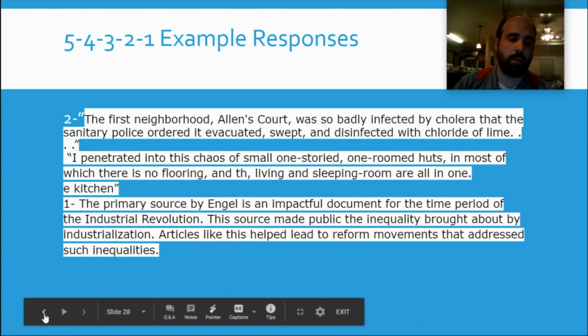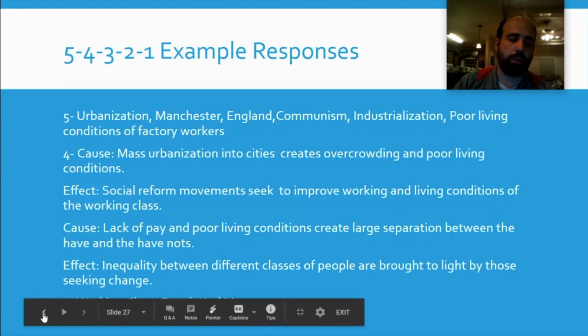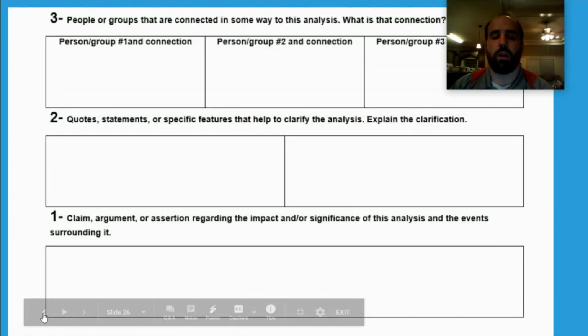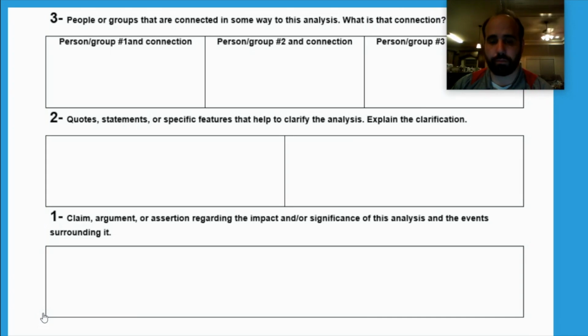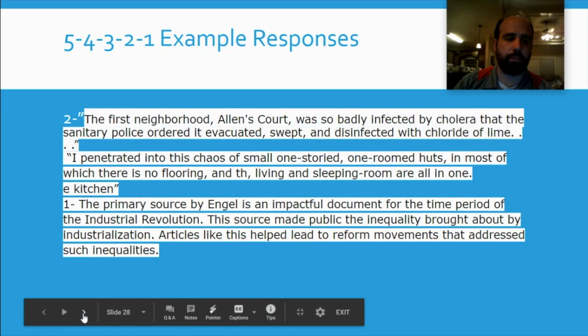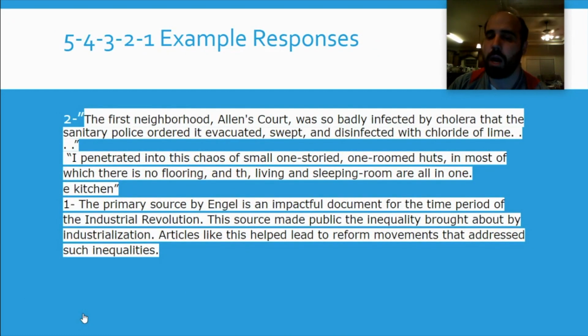And then you get to your claim, and I want to go back just to what it says about the claim and make sure we understand claim, argument, or assertion regarding the impact or significance of the document being analyzed and the event surrounding it. And so if we look at that, I put the primary source by Engel as an impactful document for the time period of the Industrial Revolution. This source made public the inequality brought about by industrialization. Articles like this help lead to reform movements that address such inequalities.